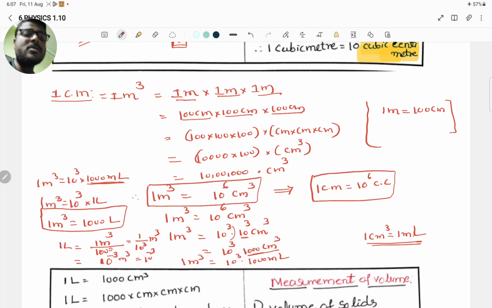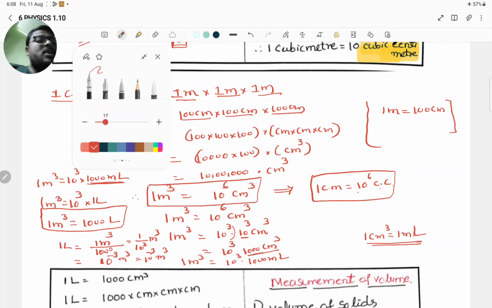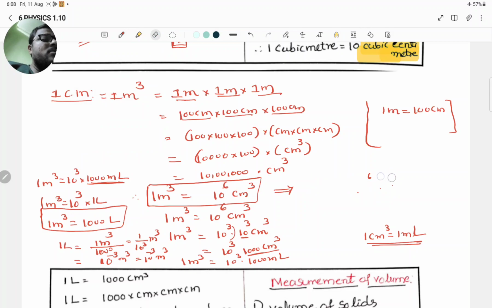Meter cube only, 10 to the power of minus 3 meter cube. From this calculation we get 3 equations. The first one is: 1 cubic meter is equal to 10 to the power of 6 centimeter cube. First equation, first conversion.